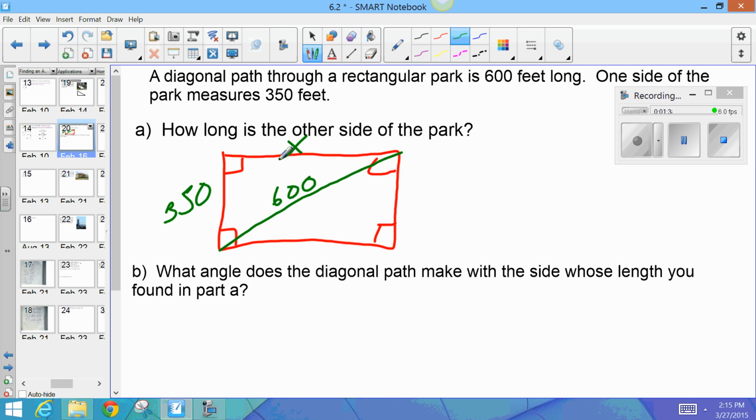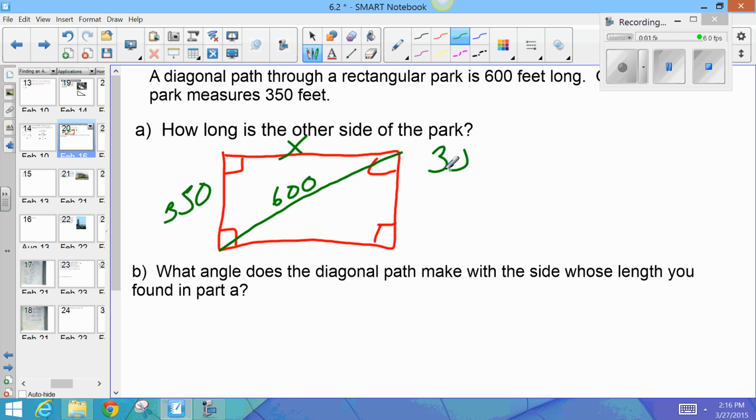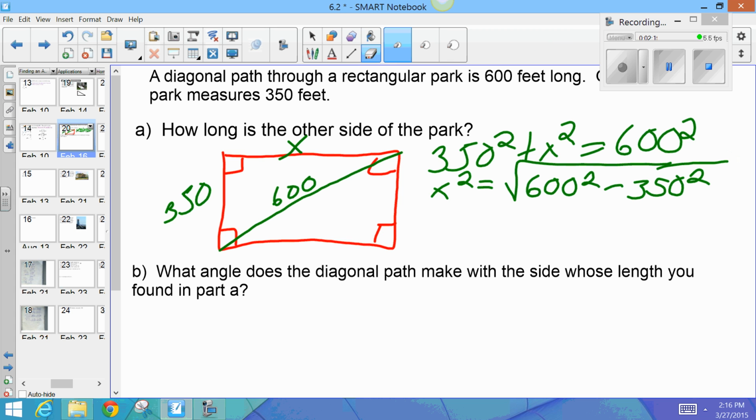All right. So this is a Pythagorean theorem problem. I'm given 2 sides of a right triangle, so we're just going to use a squared plus b squared equals c squared. So I've got 350 squared plus x squared equals 600 squared. Okay. So x squared equals the square root of 600 squared minus 350 squared. Oops. Hold on. Let me undo this.